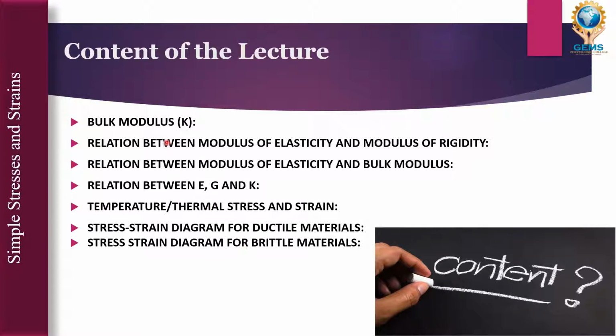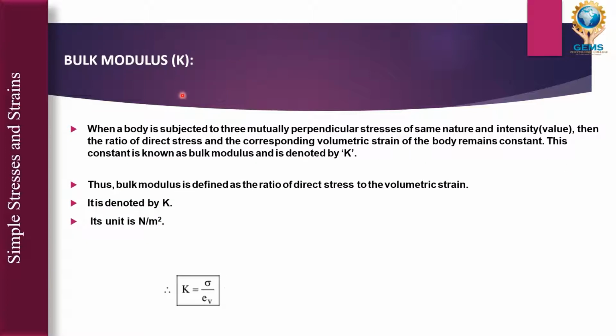So first we will start with our topic, bulk modulus. What is bulk modulus? Actually, if you will see bulk modulus, it is denoted by the letter K. What is bulk modulus? When a body is subjected to three mutually perpendicular stresses of same nature and intensity, that means value, then the ratio of direct stress and the corresponding volumetric strain of the body remains constant. This constant is known as bulk modulus and denoted by letter K.